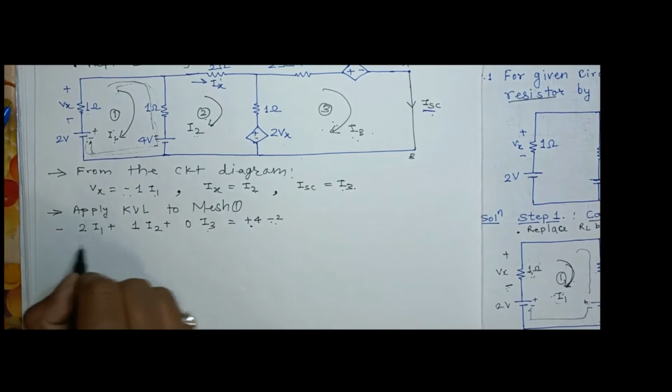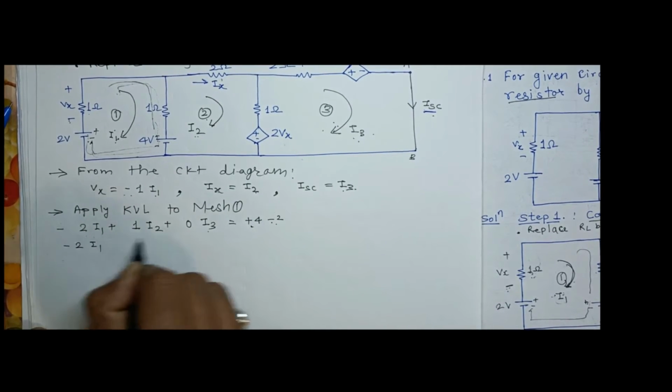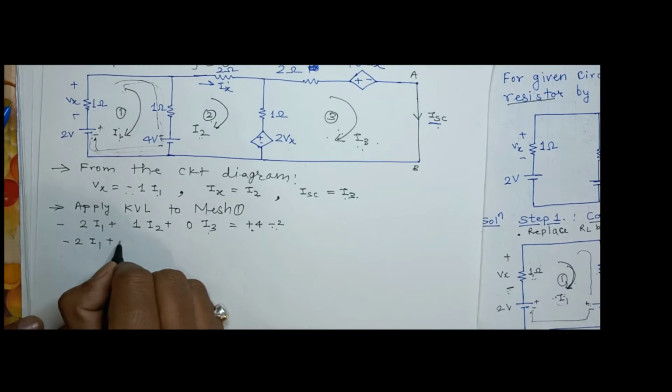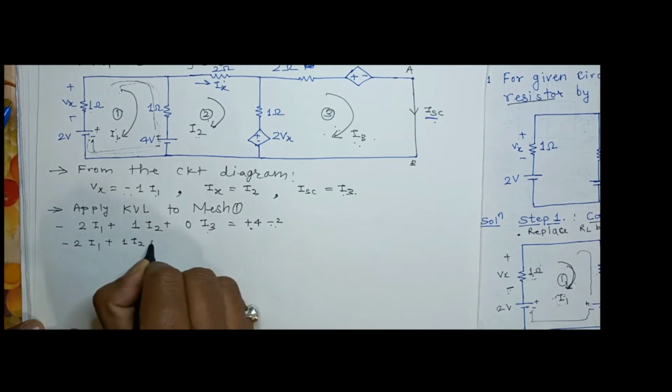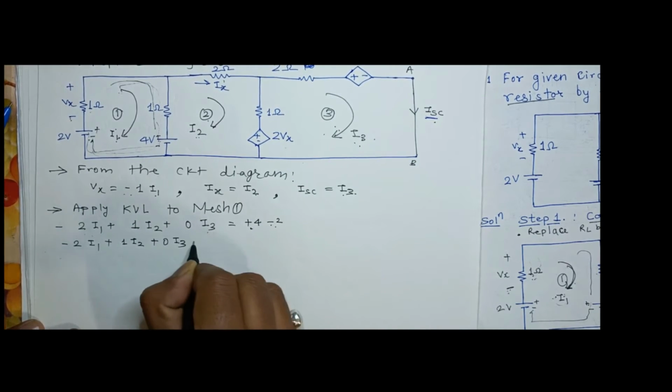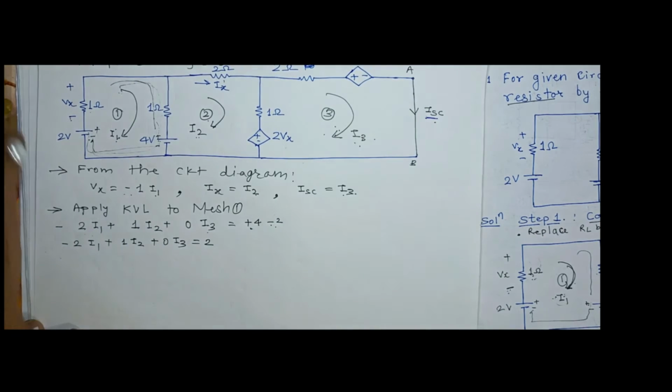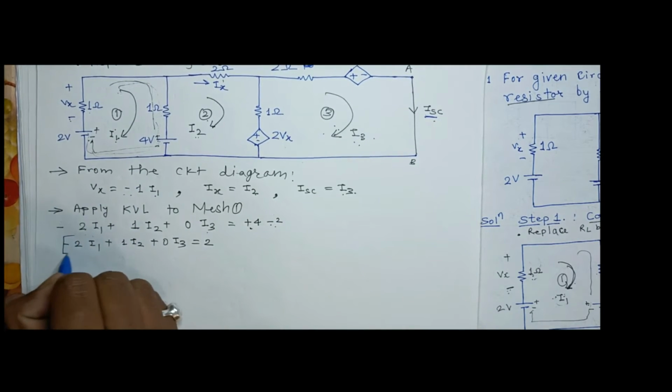So now simplify it. It is minus 2 I1, plus 1 I2 and plus 0 I3, and it is equal to 2. So this is mesh 1. Clear?